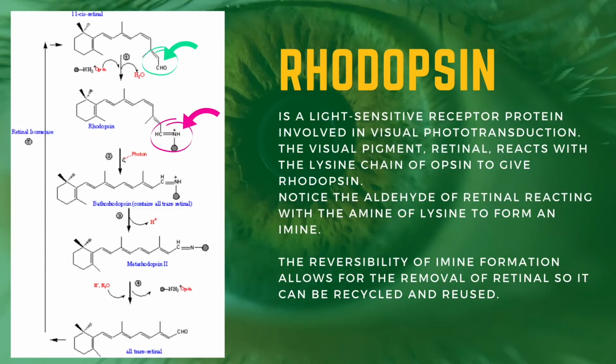Rhodopsin is a light-sensitive receptor protein involved in visual phototransduction. The visual pigment retinal reacts with the lysine chain of opsin to give rhodopsin. Notice the aldehyde in the teal circle of retinal reacting with the amine of lysine to form an imine in the pink circle. The reversibility of imine formation allows for the removal of retinal so it can be recycled and reused. Pretty cool, you have imines in your eyes.